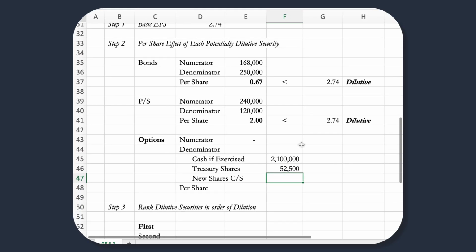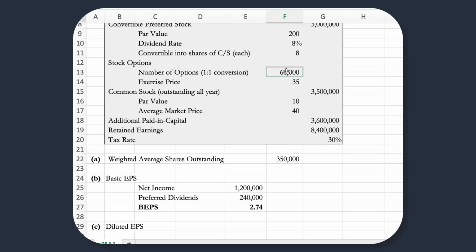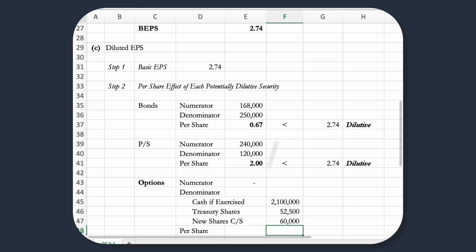And remember, this is the treasury stock method under GAAP, and it's a creative way to get the possibility that companies repurchase shares as treasury stock into our diluted earnings per share calculation, which is simply an estimate. So the new shares that we would have outstanding would be those 60,000 options, each convertible into 1 new share of stock. So that's my other denominator effect. So the denominator effect has a positive and a negative. I would have both 60,000 new shares outstanding minus the 52,500 shares that I would repurchase. So the net effect is 7,500.